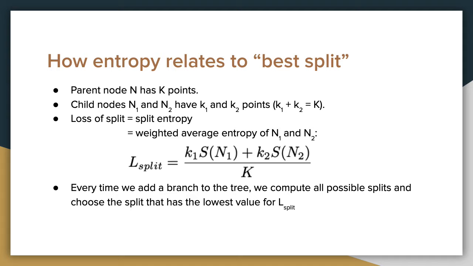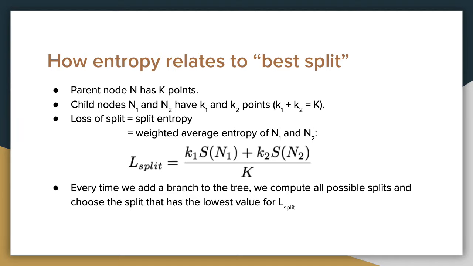Okay. And so we still need to figure out, we have this thing called entropy, but how does that relate to what is the best split for our data? This is a diagram that's in Word. If we have a parent node N, and we're going to split it into two nodes like this, N1 and N2. Can anyone not see this diagram? Okay. This top node has k points, as it says in the slide, and we're going to split so that this node gets k1 points, and this node gets k2 points.